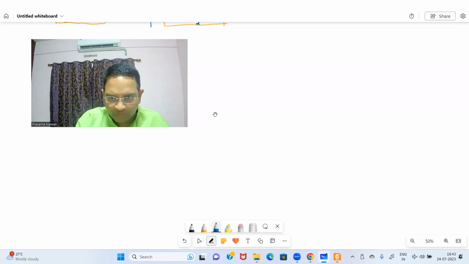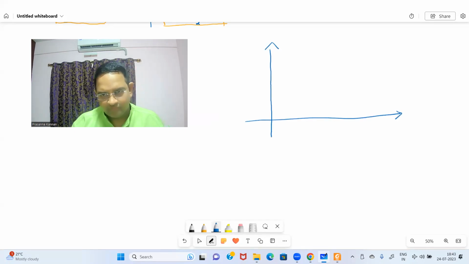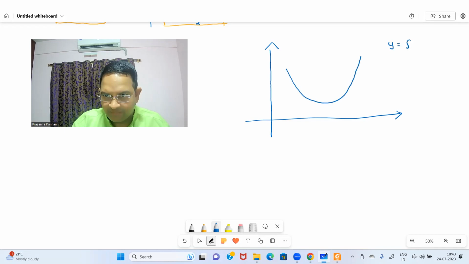For this, a little bit of analysis of the graph we will do. Okay, students, now everybody with me on the graph. Let's say a function y is equal to f of x. The graph of a function y is equal to f of x.